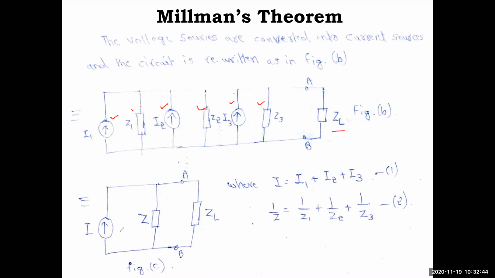Now this will be replaced by a single I in parallel with Z as per source transformation. How? These are ideal current sources in parallel, right? We can just add them: I1 plus I2 plus I3, and Z is nothing but the equivalent, so in parallel 1 by Z is 1 by Z1 plus 1 by Z2 plus 1 by Z3. Make these equations 1 and 2, not over. Just pause the video and you can note down. Okay, I will continue.